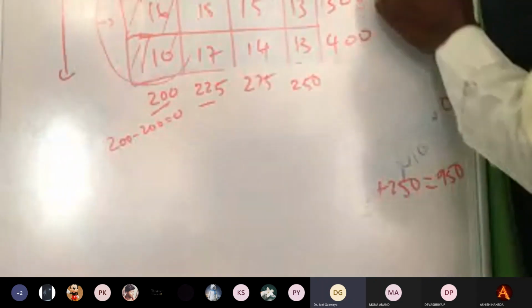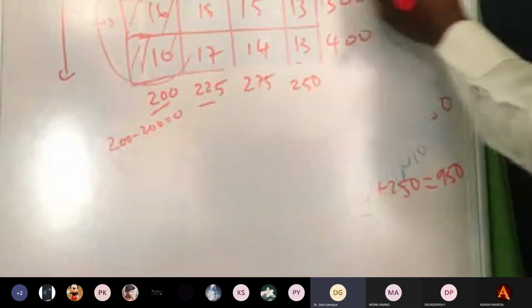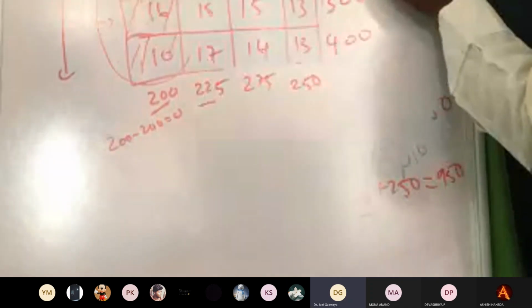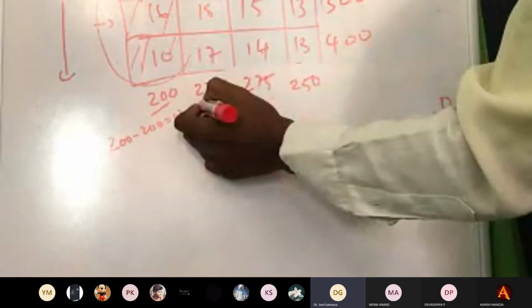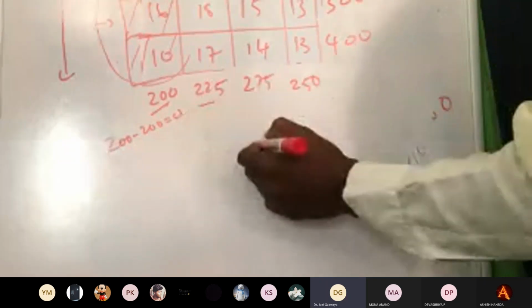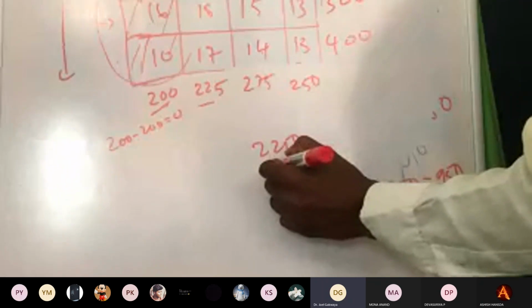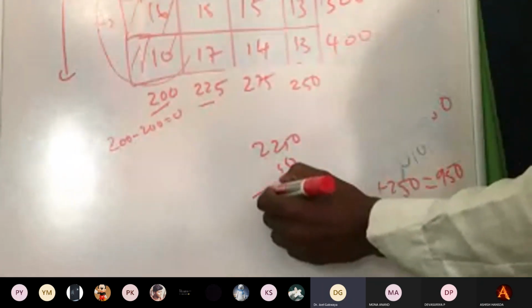Here we have a 50 balance, right? Now, which is the least? The least is 50. Clear? So we put 50 here. 50 minus 50 is equal to 0. Now, 225 minus 50, what is the value?